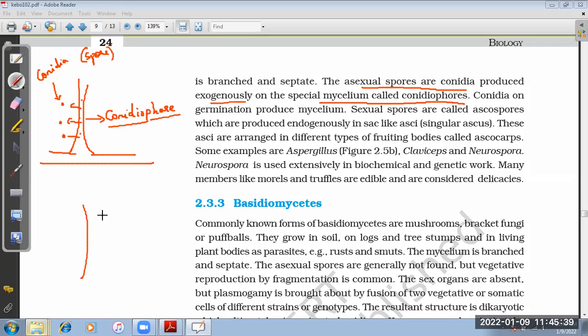I told you, fungi has got mycelium, and I told you that this part is called a phore. Correct? Yes, ma'am. So this will be called a conidiophore if I'm talking about Ascomycetes. Spores are produced here and released out. These spores are called conidia.